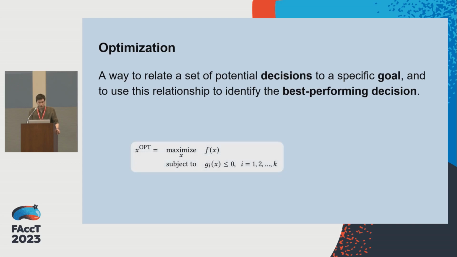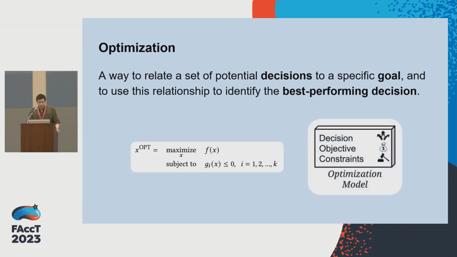So here we provide an example of what a formal optimization looks like. Students might be introduced to this notation at an introductory operations research course or maybe in calculus. An optimization problem is composed of a decision variable, an objective function, and a set of constraints. The decision is whatever a decision maker is assumed to have control over. The constraints limit the set of feasible alternatives, and the objective is a way of measuring the goal or performance of a given decision.